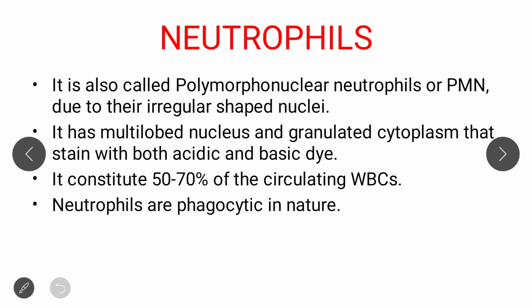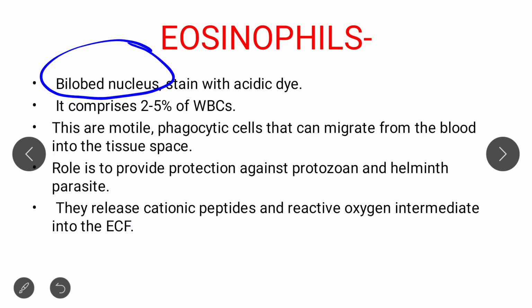Eosinophils have a bilobed nucleus, and eosinophils are stained with only acidic dye. Please name one acidic dye. If you know, then please comment in the comment box.